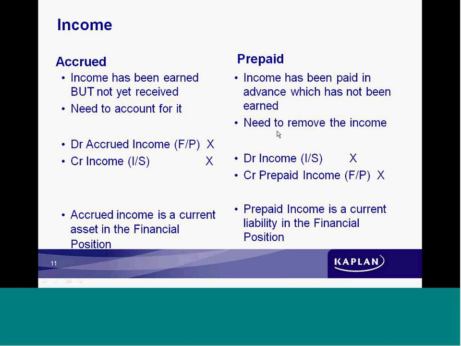All we're going to do here is debit the income. So effectively, we are reducing the income, the revenue, that goes through the income statement, which effectively reduces the profit. We set up a credit in the financial position, which is the prepaid income. And once again, at the bottom, the prepaid income is a current liability in the financial position. So guys, why is it a current liability in the financial position?